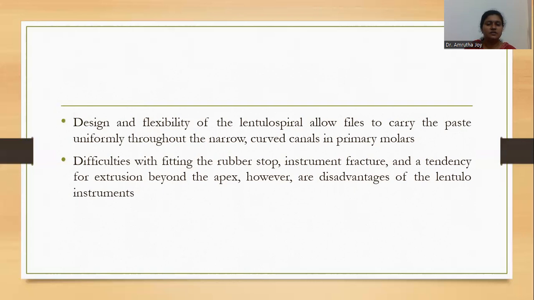And it is difficult to place a rubber stop on this instrument, and it is a lengthy file. The length is more than the primary root working length, so there is an increased chance of instrument fracture, and extrusion of the paste can happen beyond the apex. So these are the disadvantages of using the Lentulo spiral instrument.